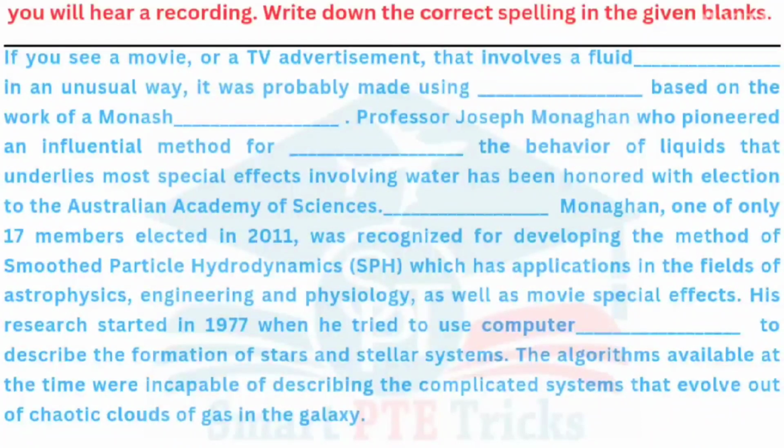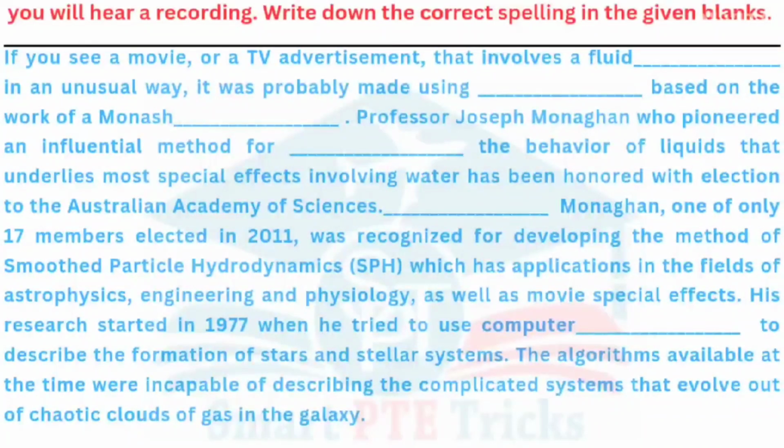If you see a movie, or a TV advertisement, that involves a fluid behaving in an unusual way, it was probably made using technology based on the work of a Monash researcher. Professor Joseph Monaghan, who pioneered an influential method for interpreting the behavior of liquids that underlies most special effects involving water, has been honored with election to the Australian Academy of Science. Professor Monaghan, one of only 17 members elected in 2011, was recognized for developing the method of smooth particle hydrodynamics, SPH, which has applications in the fields of astrophysics, engineering and physiology, as well as movie special effects.